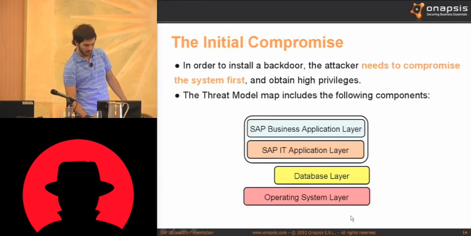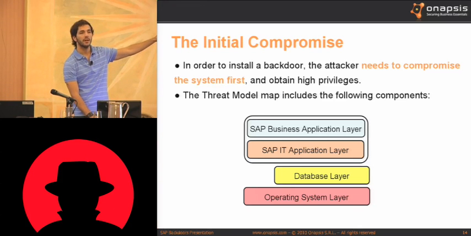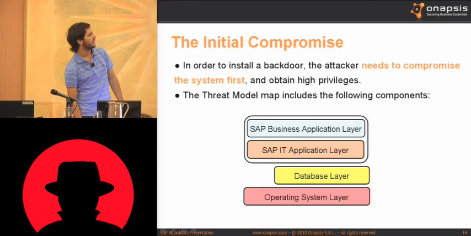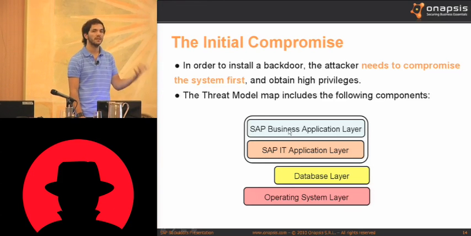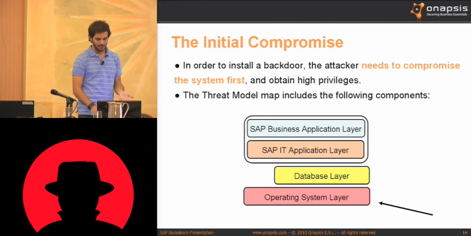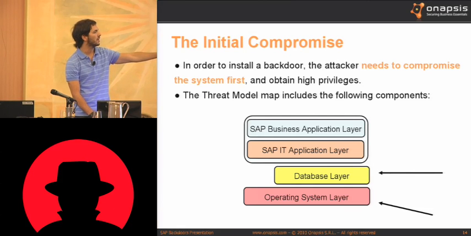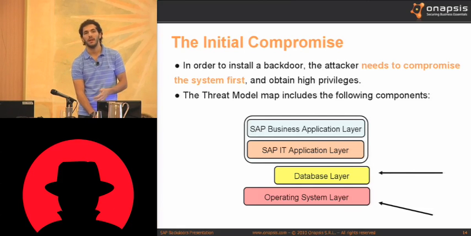You have the base operating system, database layer, and then you have the SAP system running on top of that, where you have the technological application layer and the SAP business layer. So the attacker could exploit vulnerabilities in any of these components. He may exploit an unpatched Windows vulnerability. Many SAP systems run unpatched.